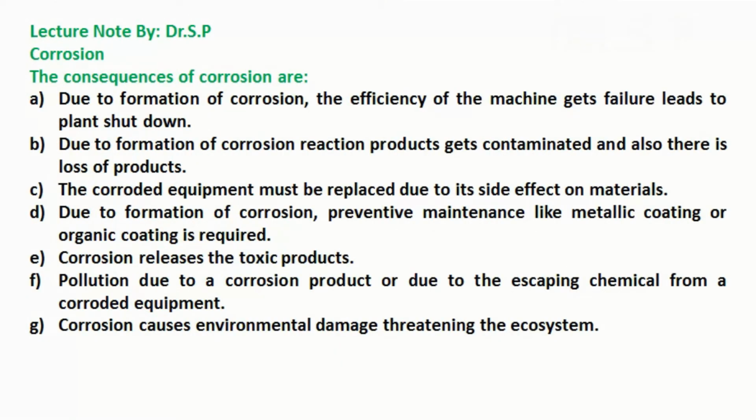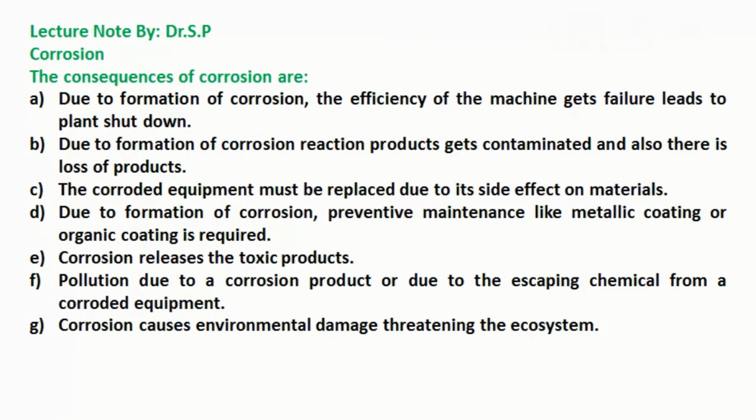The consequences of corrosion are: due to formation of corrosion, the efficiency of the machine fails, which leads to plant shutdown. Due to formation of corrosion, reaction products get contaminated and there is also loss of products. The corroded equipment must be replaced due to its side effect on materials. Due to formation of corrosion, preventive maintenance like metallic coating or organic coating is required.